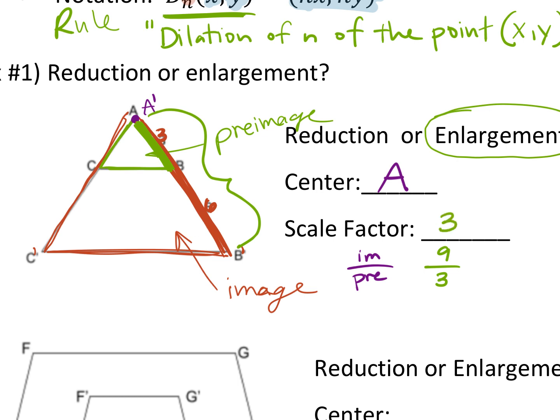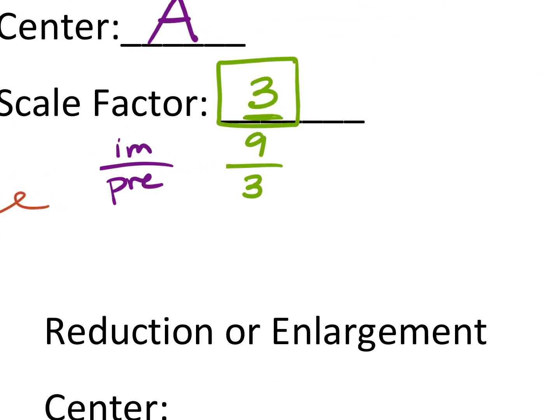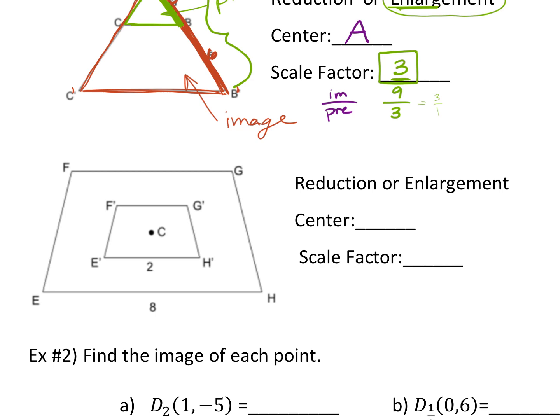So that number, your scale factor, is 3. Does it make sense that an enlargement would have a number greater than 1? Yes. That's how you can check it, right? If you're telling me it grew, then it needs to be a number greater than 1. Why would it just end as 3? You can call it 3 over 1. Your ratio is 9 over 3. You reduce it. 9 over 3 is 3 over 1, which you can just call 3, right?